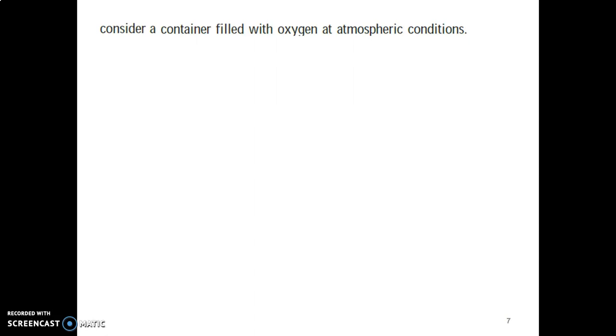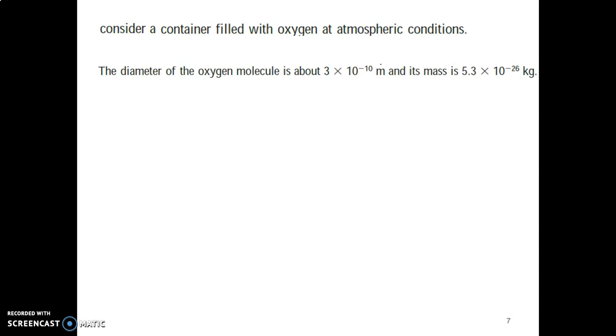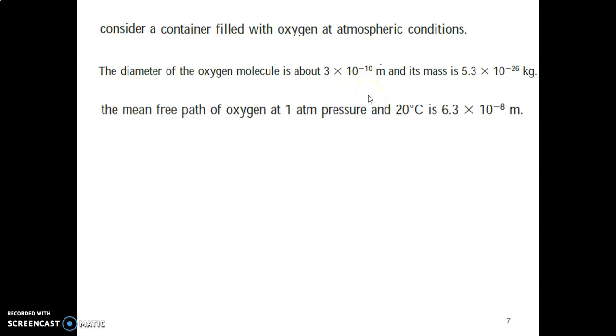Consider a container filled with oxygen gas at atmospheric conditions. The diameter of the oxygen molecule is about 3 × 10^-10 meter, and its mass is 5.3 × 10^-26 kilograms. You do not need to memorize these values. This is just for the sake of explanation only. From the exam point of view, you just need to explain the procedure. No value is required. So the oxygen molecule diameter is 3 × 10^-10 meter.